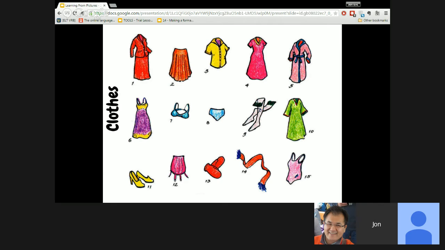Number 6. I think you've got the right idea. It's the wrong number because these pictures are not perfect. So actually, I was referring to number 10. But I think you have the right idea. What is it I'm describing? What's the name of it? Green.